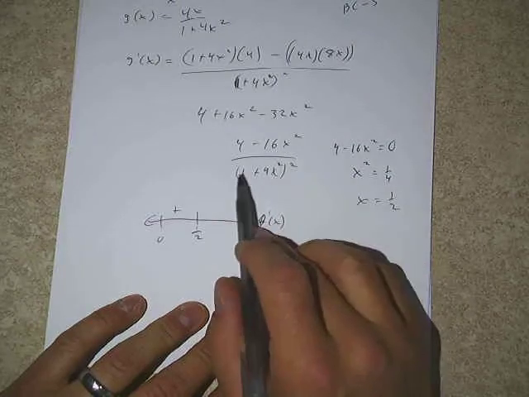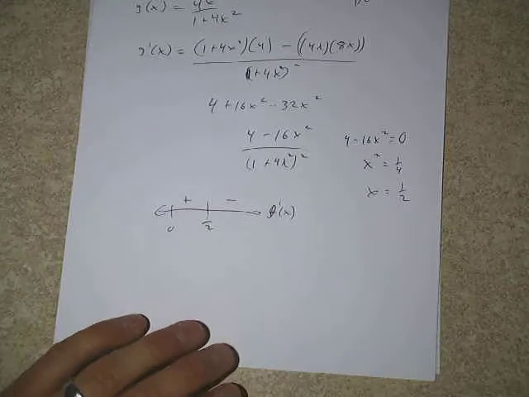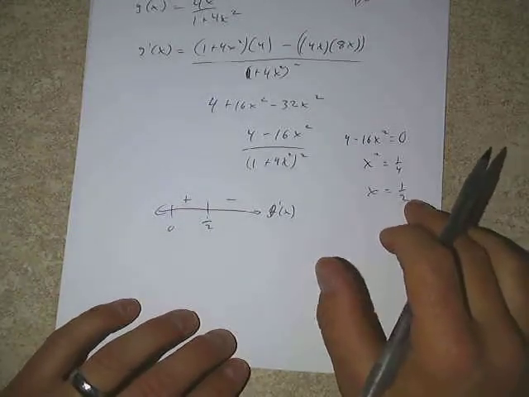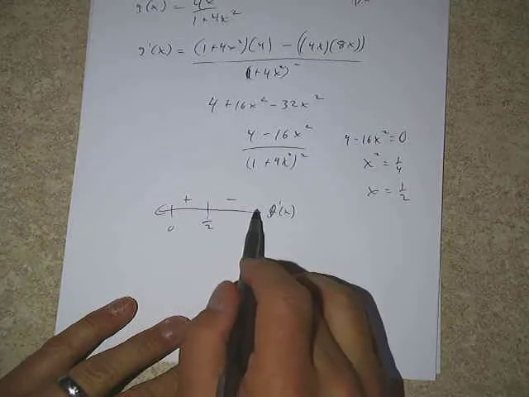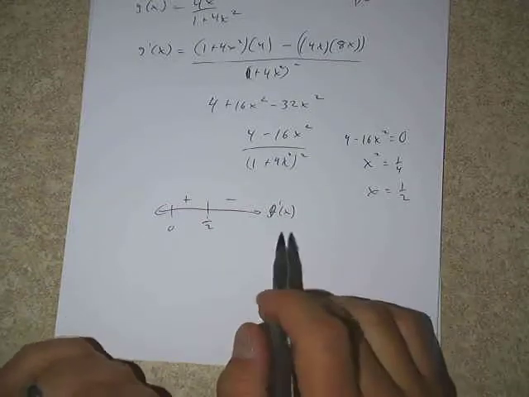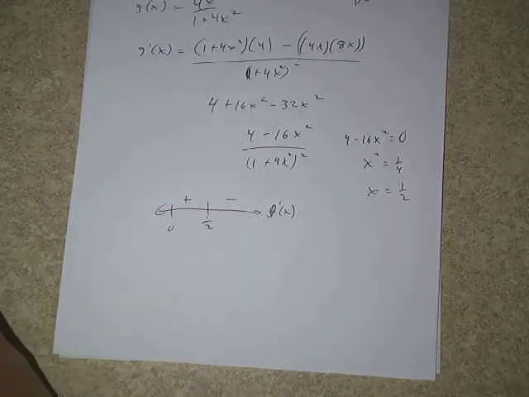And then from there, if we put say a 1 in there, for instance, we'd get 4 minus 16 on top, positive on the bottom, so that would be negative. And so what does that indicate for 1/2? It would be a maximum point. Okay. And keep in mind that from 0 to 1/2 we're increasing, 1/2 to infinity we're decreasing. So there are no other critical points here.